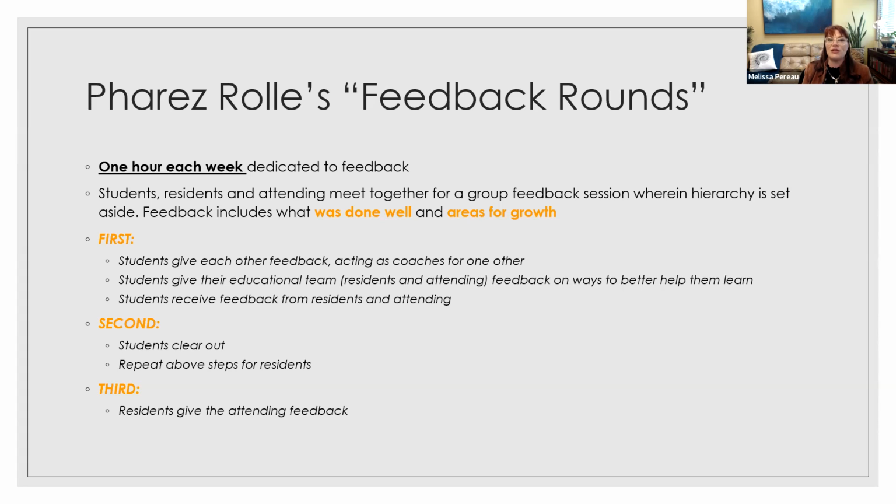Students can then give their team feedback, if they're resident, and give him, as the attending, feedback. And then they get their feedback. Then the students leave and the residents get to do the same thing with one another and with their attending. And then they get their feedback. And then finally, he gets to tell the residents about how he thinks that they're doing. But the attending is asking for feedback. Again, encouraging dismissal of the hierarchy. As much as possible, getting rid of the hierarchy is helpful.